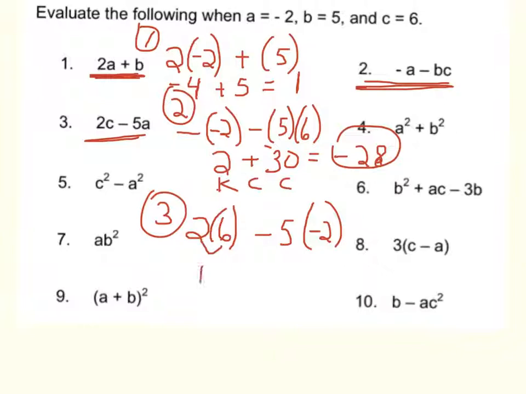Now I have to multiply first for order of operations. So 2 times 6 is 12, minus, and then if you do 5 times a negative 2, you have a negative 10. So I have 12 minus a negative 10. Remember, we do keep, change, change. So I'm going to end up with 12 plus 10, which makes 22.